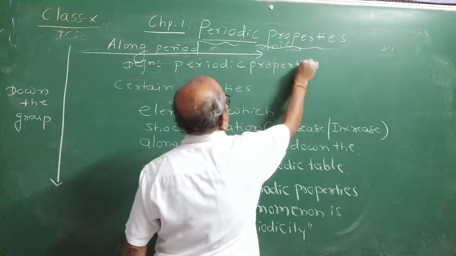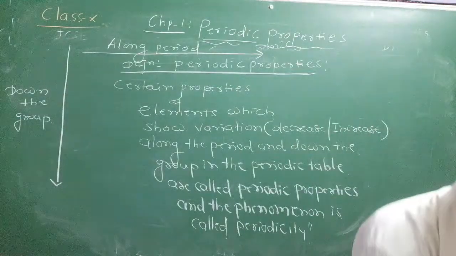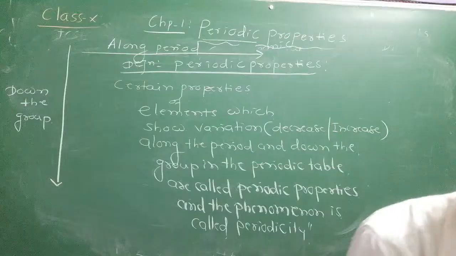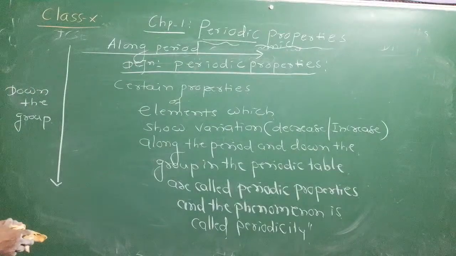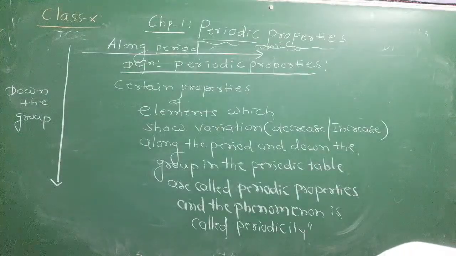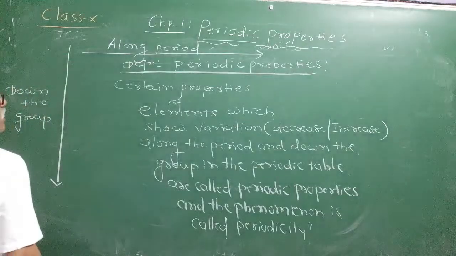In the next class, I will discuss them in detail. You list the periodic properties today. What are periodic properties? There are certain properties which show variation along the period and down the group. Note down the definition. What are periodic properties? Before you list them, there are some properties which vary along the period and down the group. Those properties are called periodic properties.